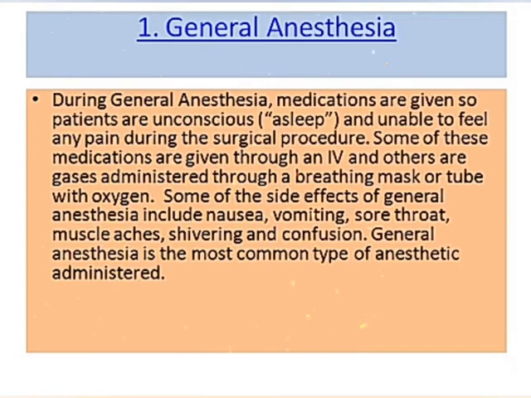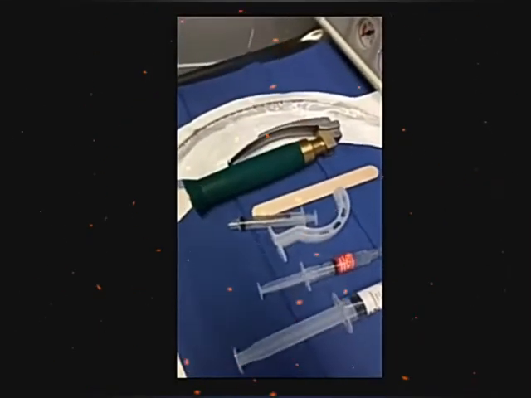Now, in general anesthesia, medications are given to patients to render them unconscious, due to which they are unable to feel any pain during any surgical procedure. Now we'll go towards a demonstration. What normally happens in the OT? Let me show you the usual tools of engagement.